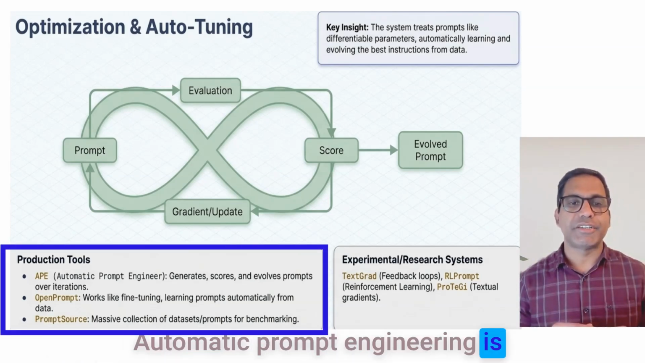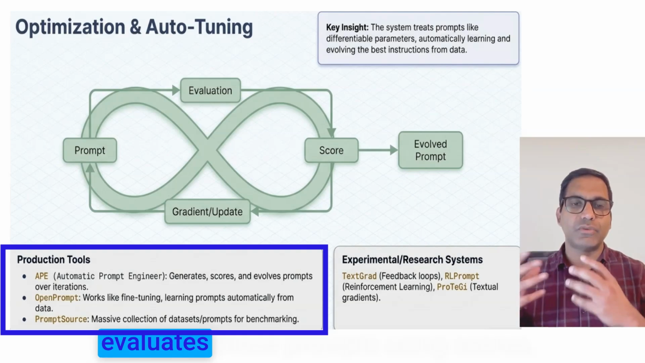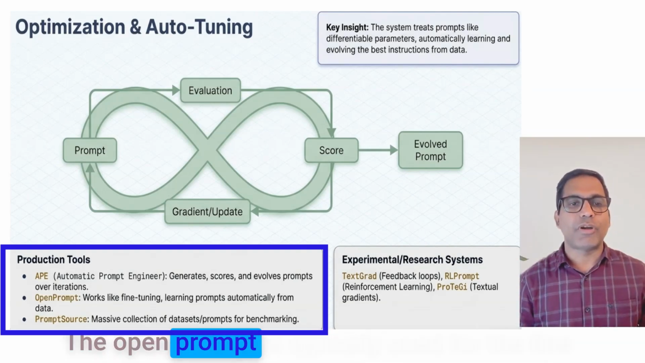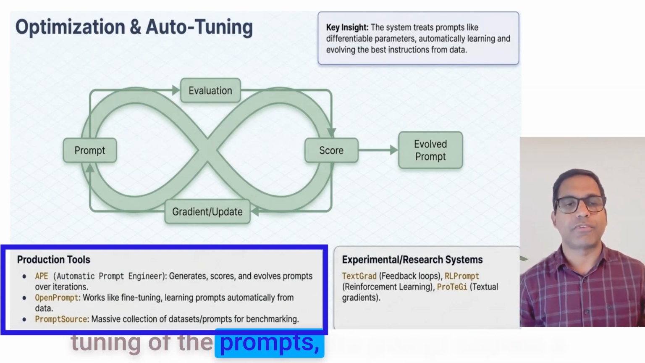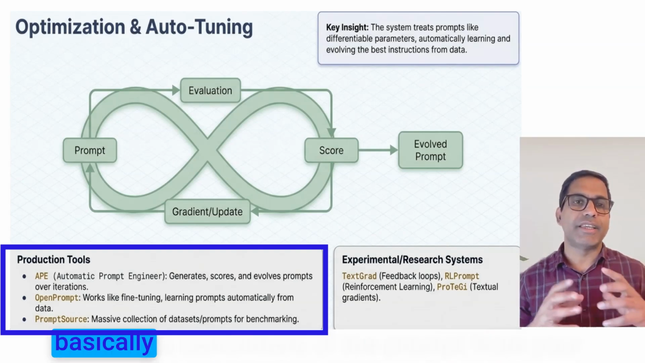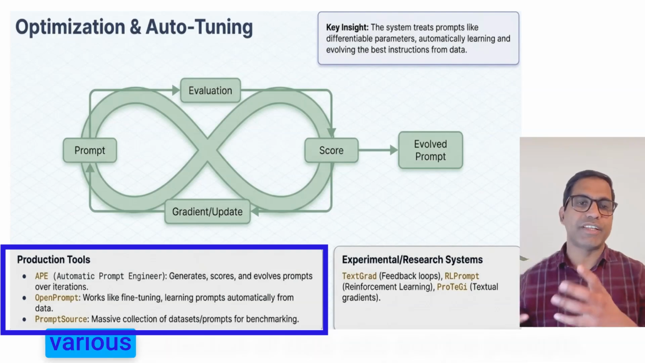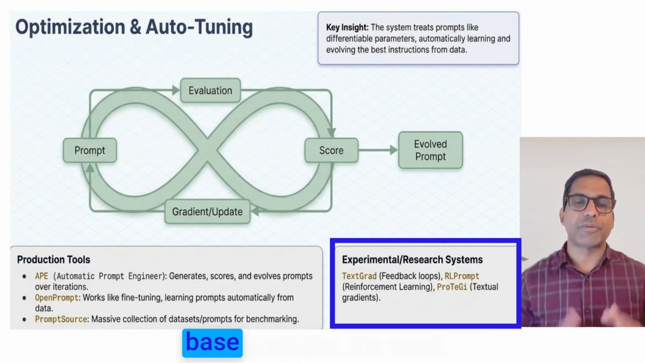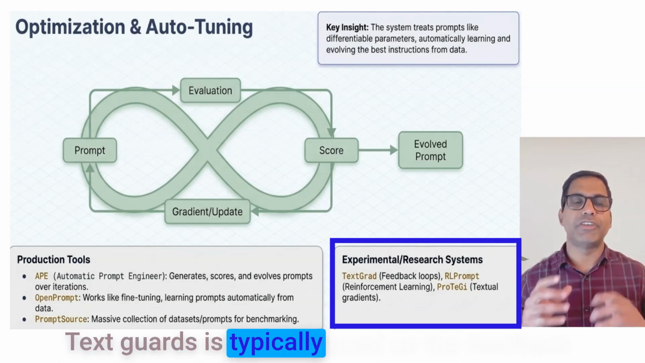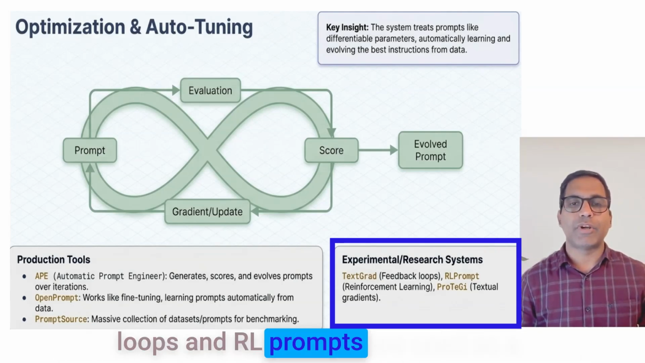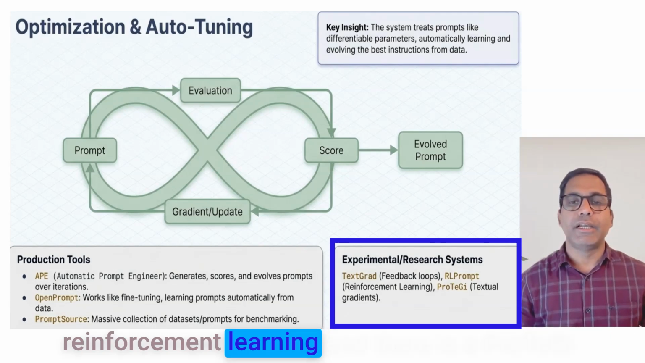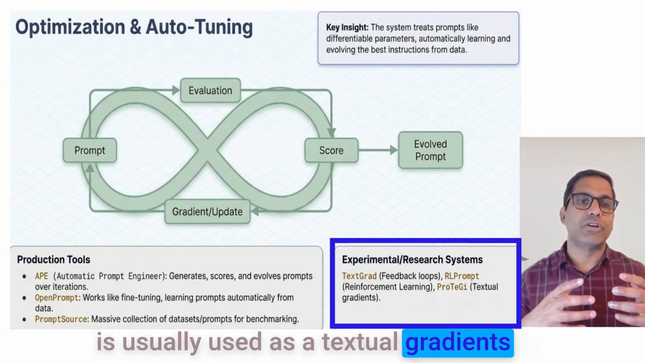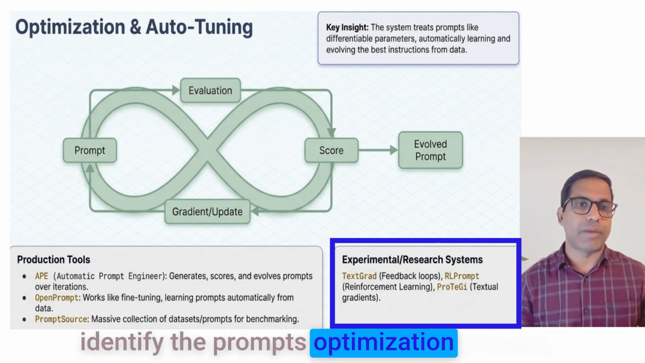Automatic prompt engineering typically generates prompts and evaluates those prompts using scores, and the best prompt is selected. And OpenPrompt is typically used for the fine tuning of the prompts. PromptSource is basically a benchmark of prompts from a various collection of data sets and prompts. And there are other experimental prompt tools. TextGrad is typically used for feedback loops, and RL prompts are used for reinforcement learning. And there is ProTeGi, which is usually used as textual gradients to drive the prompt optimization process.